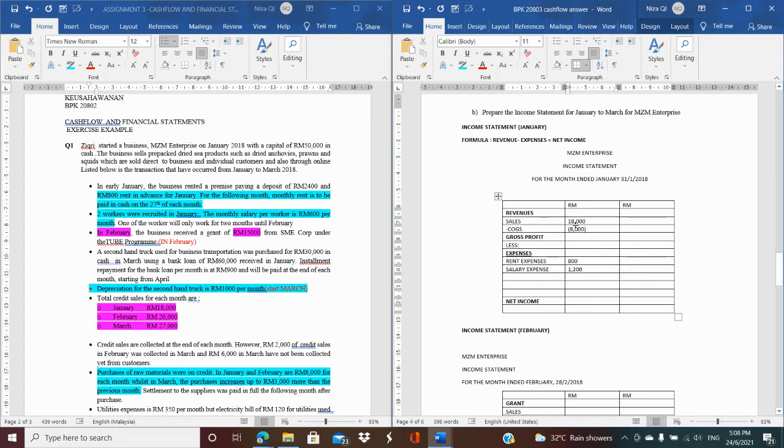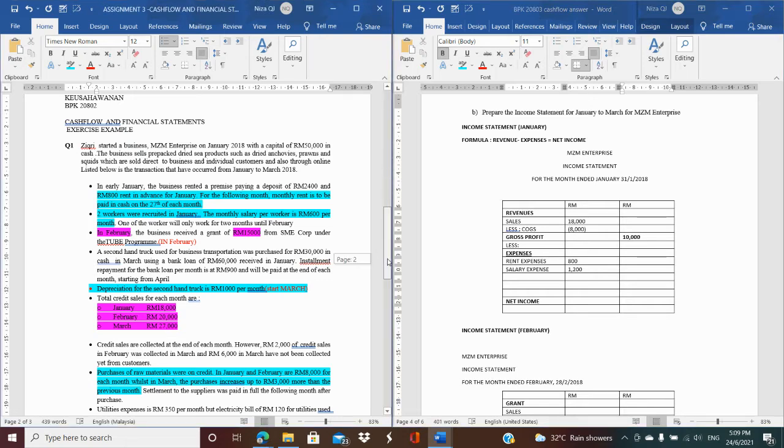Now what will be the gross profit? The gross profit will be 18,000 minus 8,000. The gross profit for January is 10,000. I'm going to put it in the other column, so it will make it easier for you to deduct and it does not confuse you. Are there any other expenses that will have to be incurred in January?